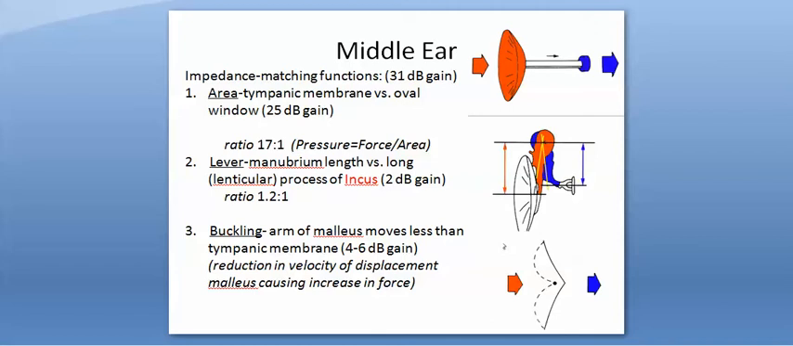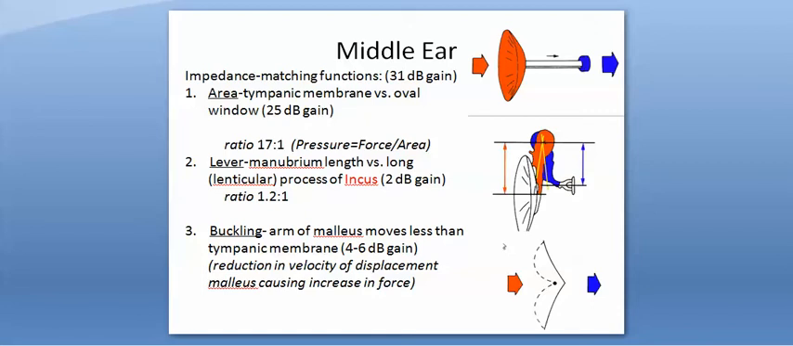And then we also have this lever action, okay, where the manubrium of the malleus is longer than the lenticular process of the incus. Because of that difference in length, just think of it kind of like the difference in area. It's not exactly the same, but it's a way to think about it. The longer length being funneled down to a shorter length gives us more force, which is turned into this extra 2 decibels of gain. So you'll see that the area is the biggest impedance matching function.